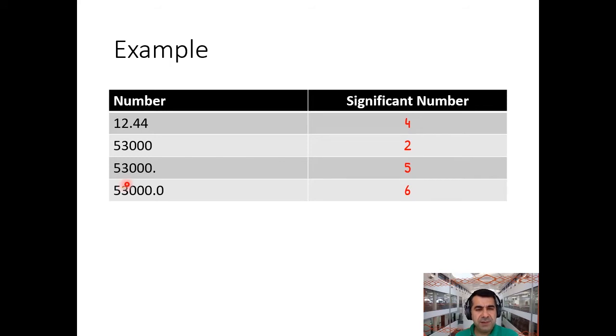The third number, if you notice, we have got a decimal point there. So we're going to count it together. 1, 2, 3, 4, 5. And the number of significant figures is 5. And the last number, we have got a decimal point, but we have also got 0 to the right of the decimal point. So we're going to count from the left. 1, 2, 3, 4, 5, 6. And you can see the number of significant figures is 6.